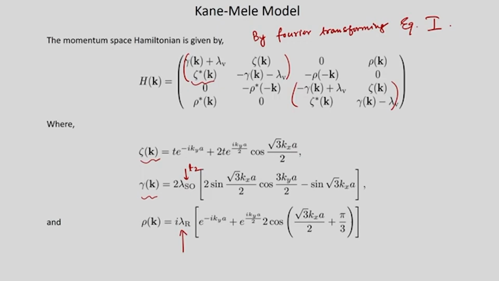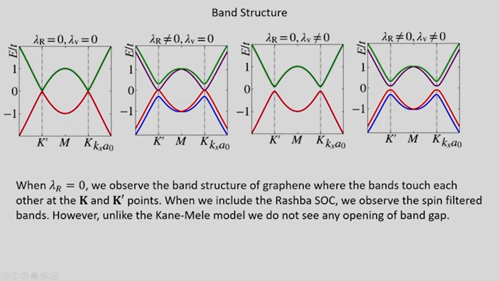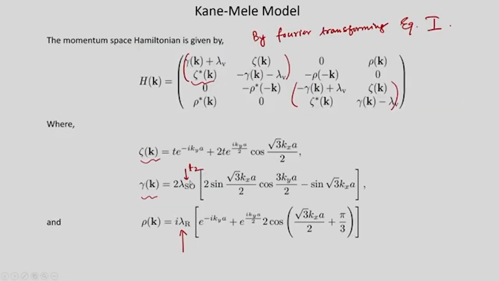You remember the Haldane model was 2 by 2 because the spin wasn't taken into account, it was only the sublattice degrees of freedom. Here of course we have taken into account spin, and that's why the size of the Hamiltonian has gone up, and it has become 4 by 4. And these are some of the band structure plots of these.